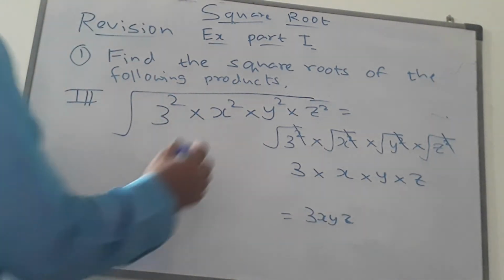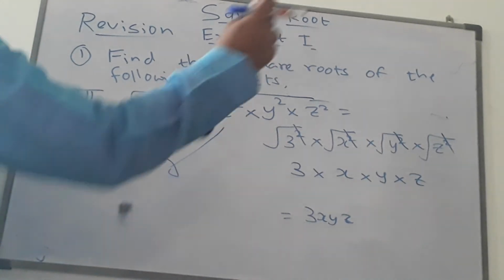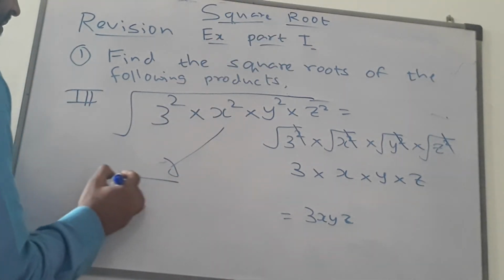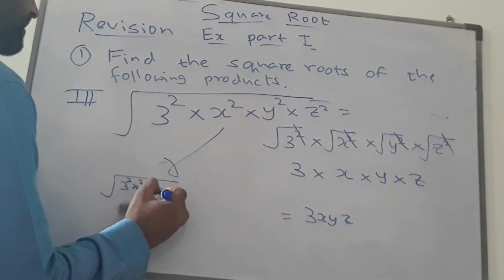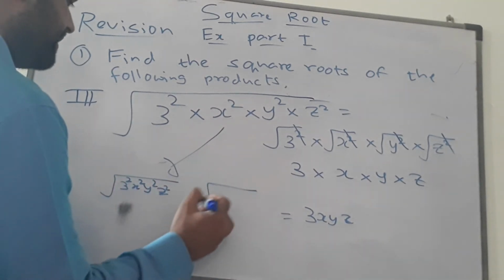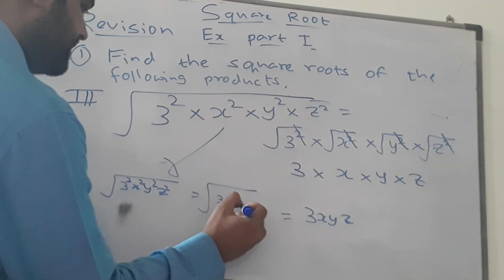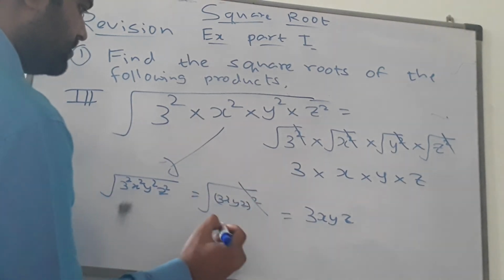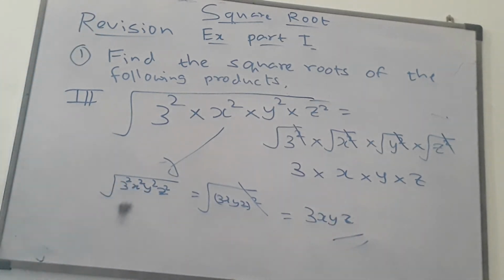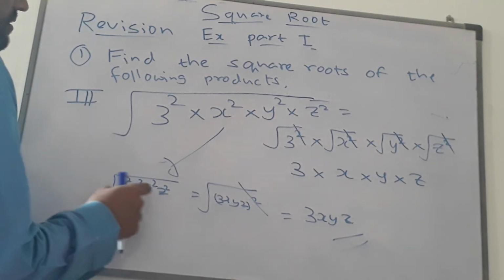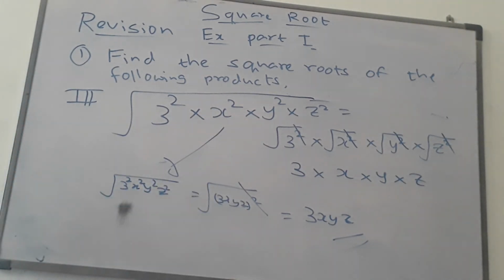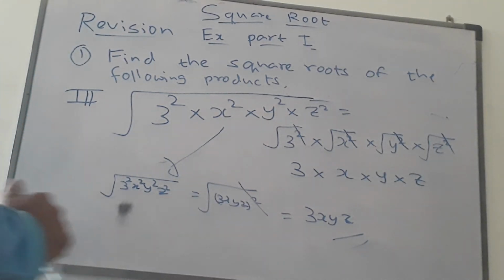Or the other method is multiplying all these products. So it will be 3 squared, x squared, y squared, z squared, or all together (3xyz) squared. So this goes out. So this is the answer here. Okay, why? The square is common to all these 4 terms. That is why I wrote the square outside 3xyz.